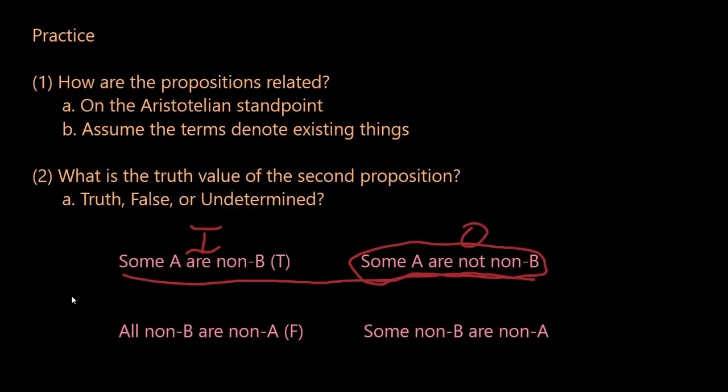But subcontraries can be both true. They can be both true, or one can be true and the other one can be false. So I'm not able to tell which one of those given the information that we have. So it's undetermined.